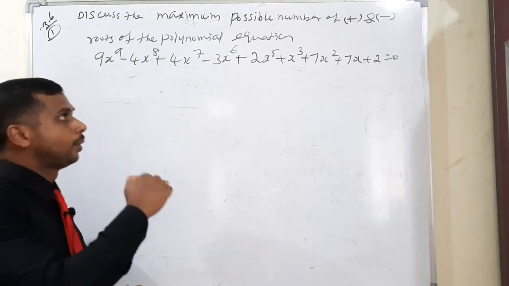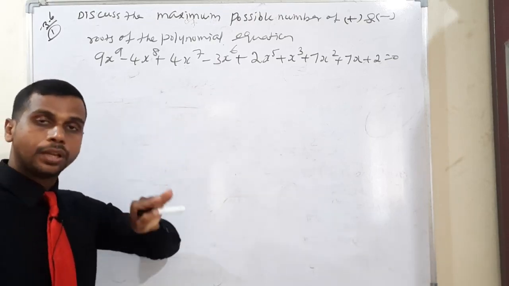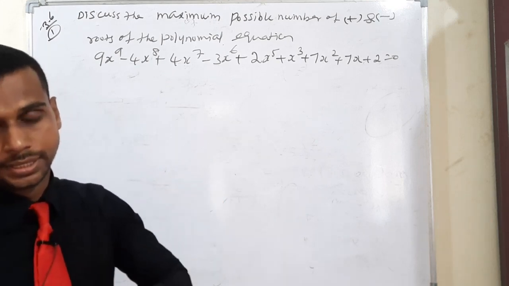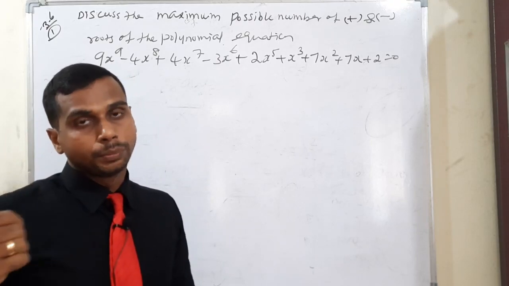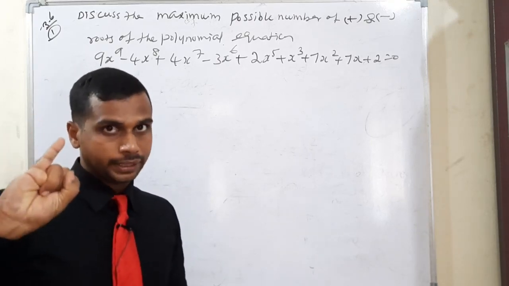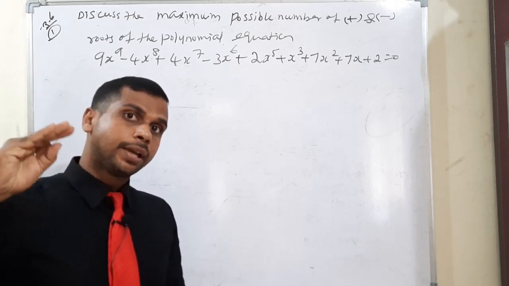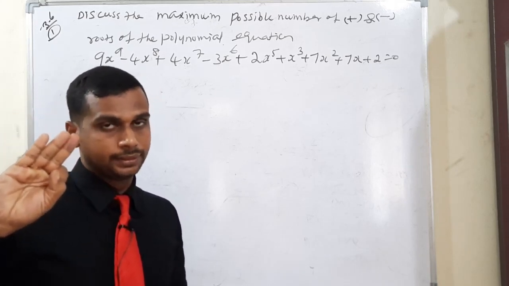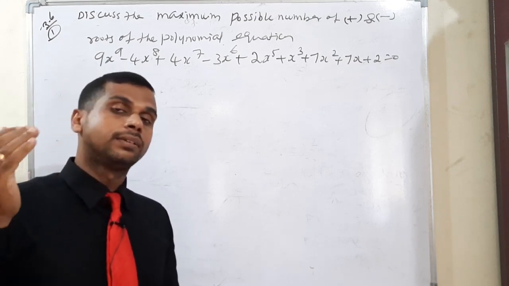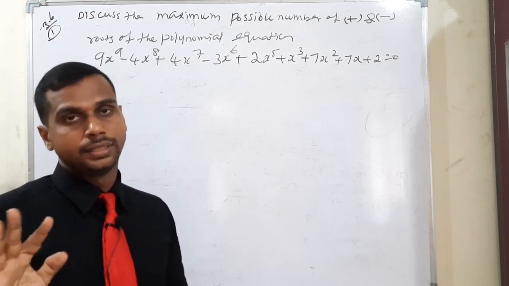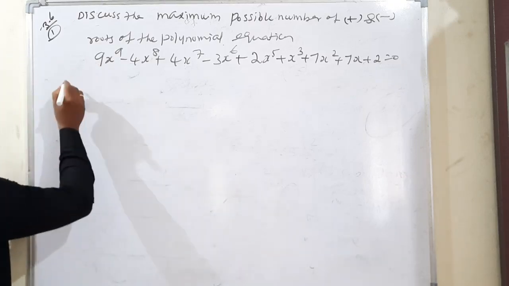So for maximum positive and negative, first we have to check in positive real roots how many sign changes. If you have number of sign changes 5, what will happen? What are the possible cases? 5 possible cases. 5 minus 2 means 3 possible cases and 3 minus 2 means 1 possible case. So the possible cases are 5, 3, 1. What is the maximum number? 5. That is the answer for this question. We have to check it first. So solution.